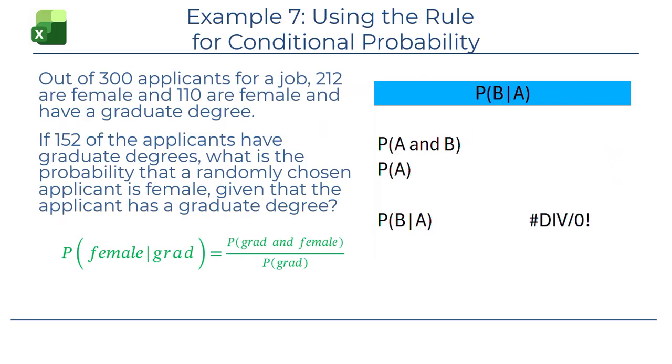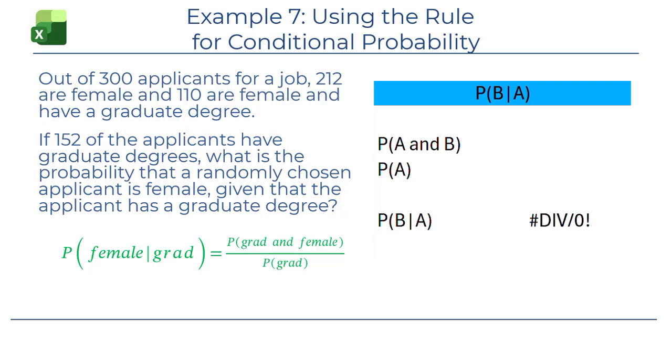Let's go back to our example. Out of 300 applicants for a job, 212 are female and 110 are female and have a graduate degree. This one we're changing things up a little bit. We're saying if 152 of the applicants have graduate degrees, what's the probability that a randomly chosen applicant is female given that the applicant has a graduate degree?